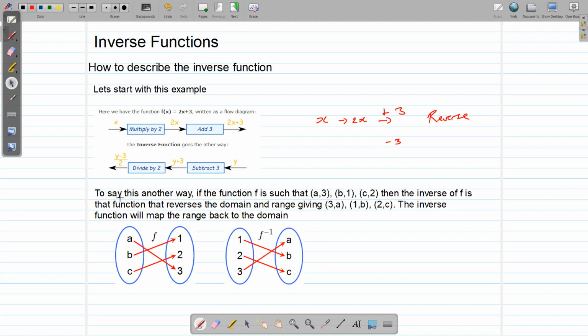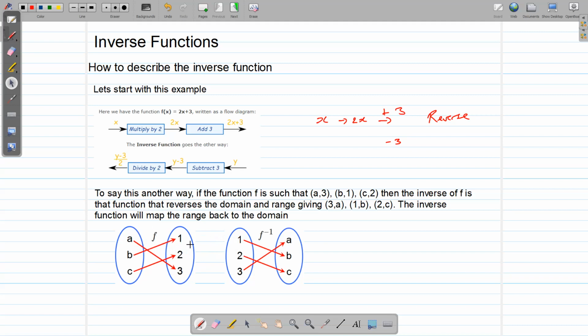Whatever a function does, the inverse function reverses it. So if you have a function, say, that maps a onto 3 and b onto 1 and c onto 2, as you see in the diagram here, then this is your function f, and f inverse is going to reverse it. The domain will become the range, and the range will become the domain.